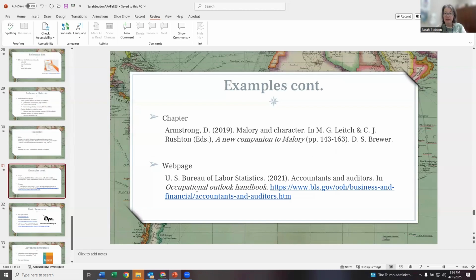And then our last example is of a web page. So note here that we do not have an individual's name, we have an organization. Sometimes you're going to run into sources like that, and so you are going to place the organization's name where the author's name would be, followed by the year it was published, the title of the web page that you are citing from, and then the title of the website as a whole, followed by the URL.